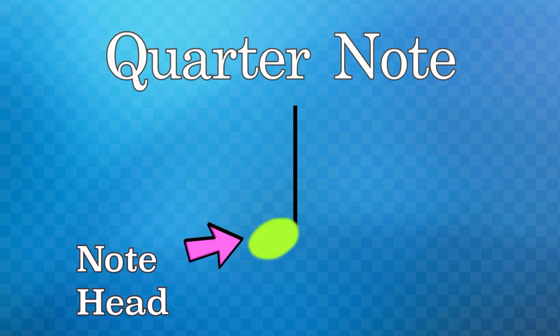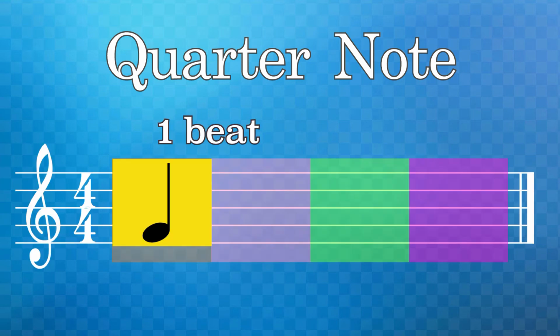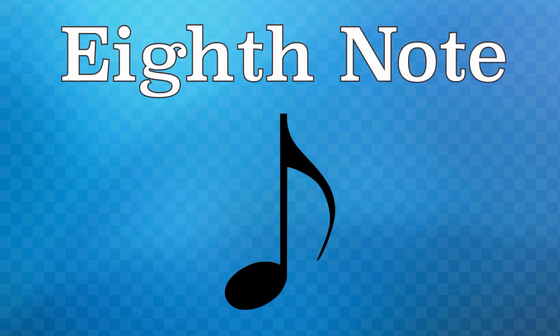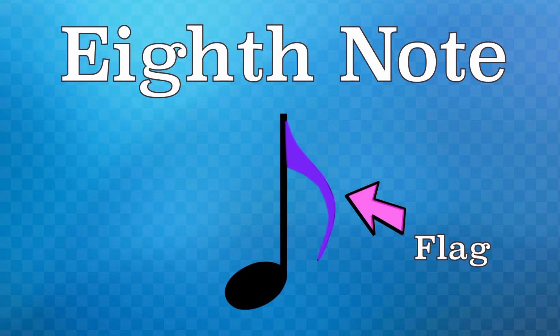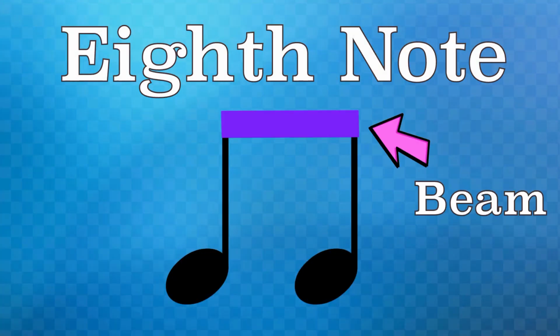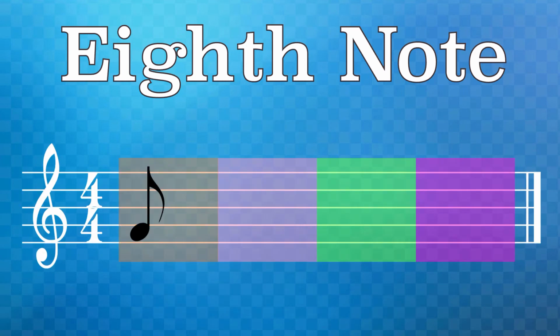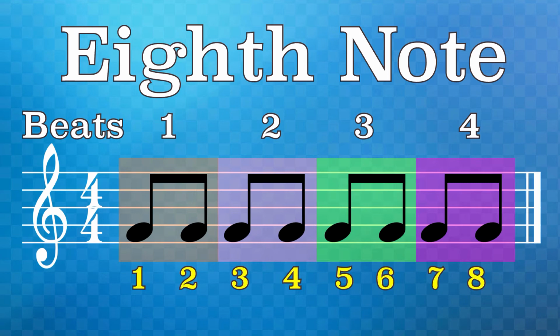The direction of the stem doesn't affect the rhythm, so up or down, it's still the same value. A quarter note looks the same as a half note, but has a filled-in note head, and it gets its name due to taking up a quarter of a measure in 4/4. An eighth note looks similar to the quarter, but has a flag. If eighth notes are grouped together, they use a beam. As its name implies, an eighth note is an eighth of a measure, meaning that 8 eighth notes fit into one measure of common time.